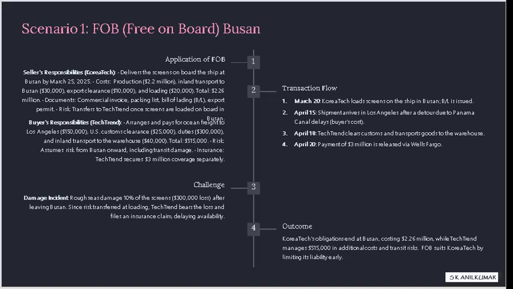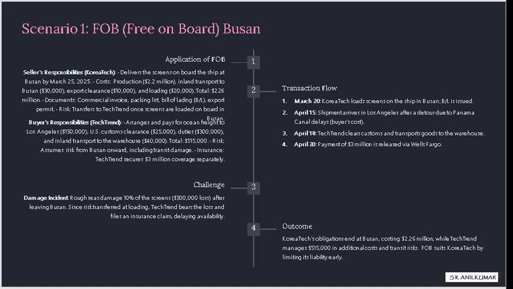The risk transfers the moment the seller puts the goods onto the vessel at Busan port. What is the buyer's responsibility? TechTrend has to arrange and pay for ocean freight because it is FOB. They will pay the Busan to Los Angeles freight. They will arrange for US customs clearance. They will pay duties if any. They will arrange for inland transport at Los Angeles.